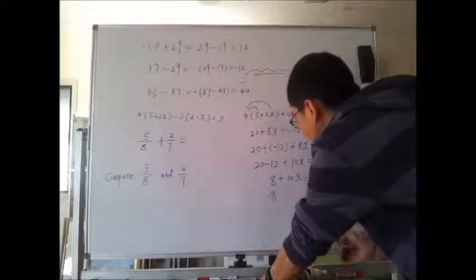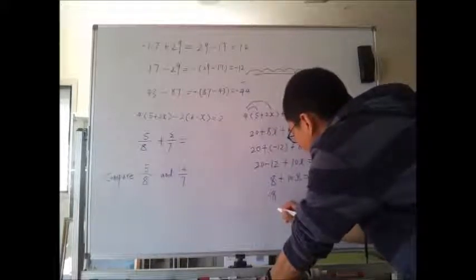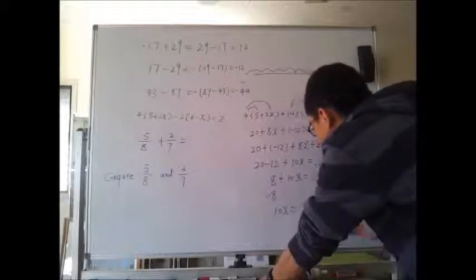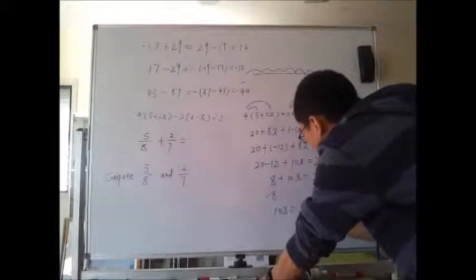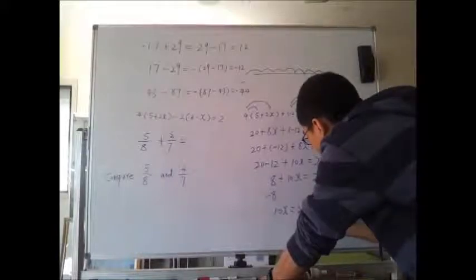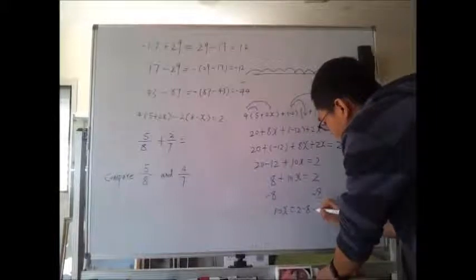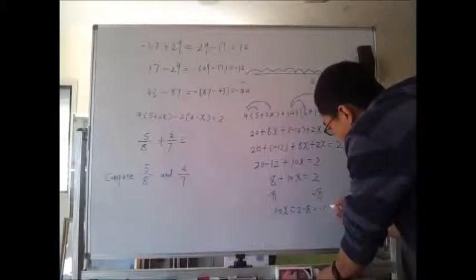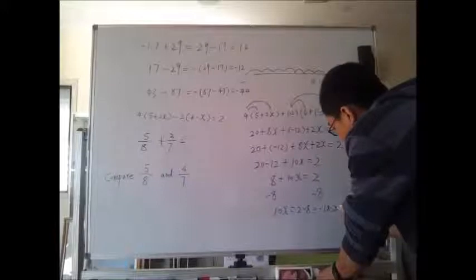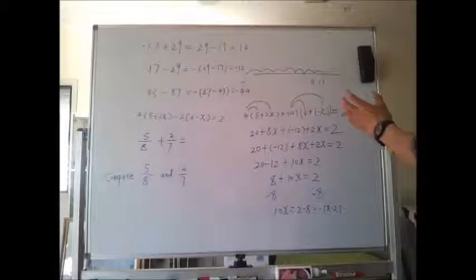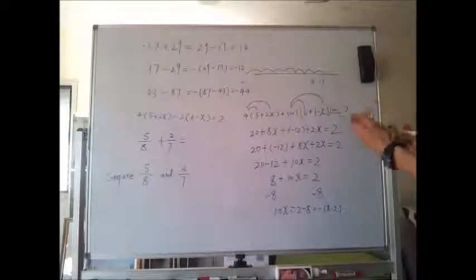And what are we going to have? We are going to have 10x on the left hand side, and on the right hand side you are going to have 2 minus 8. What is 2 minus 8? It is the same as negative 8 minus 2. Do you remember the method we taught here? A small number take away a big number. So we swap their position and put negative sign in front.